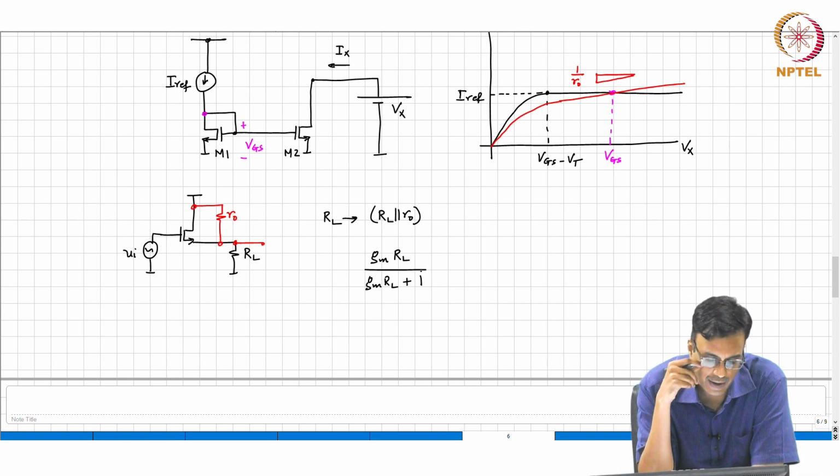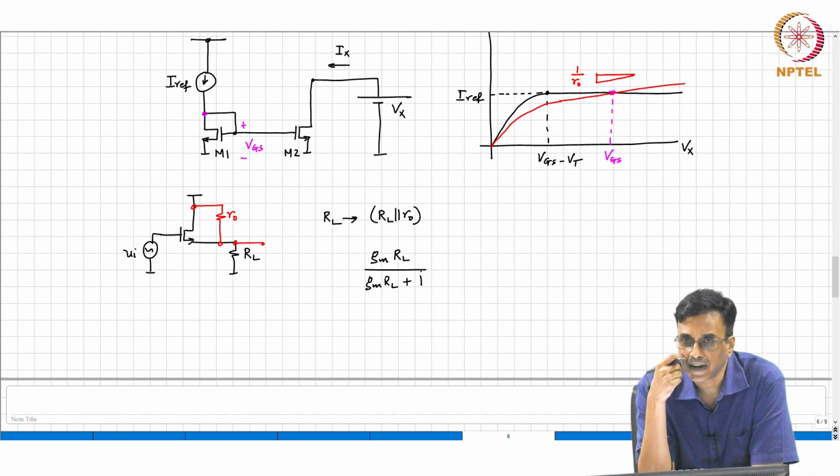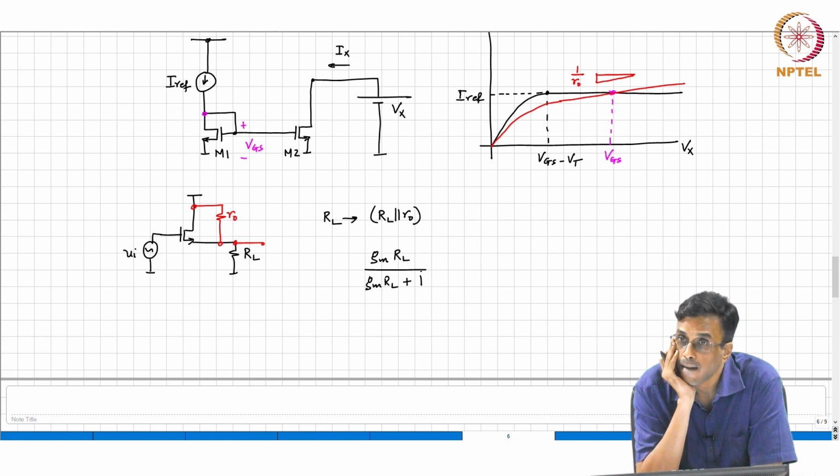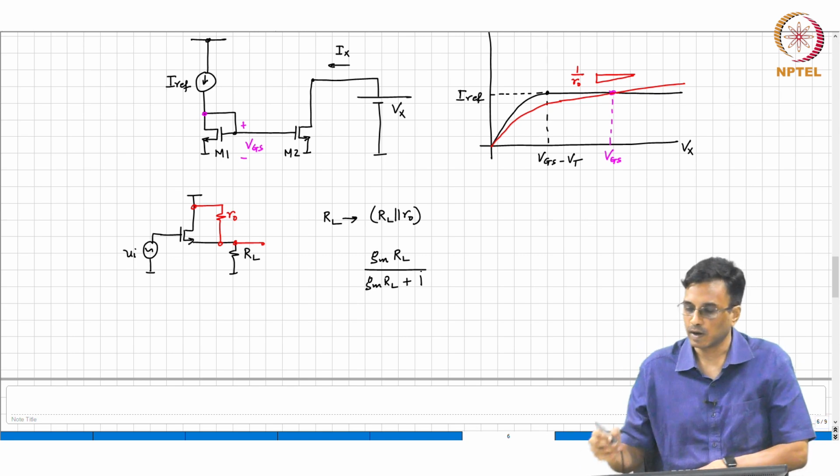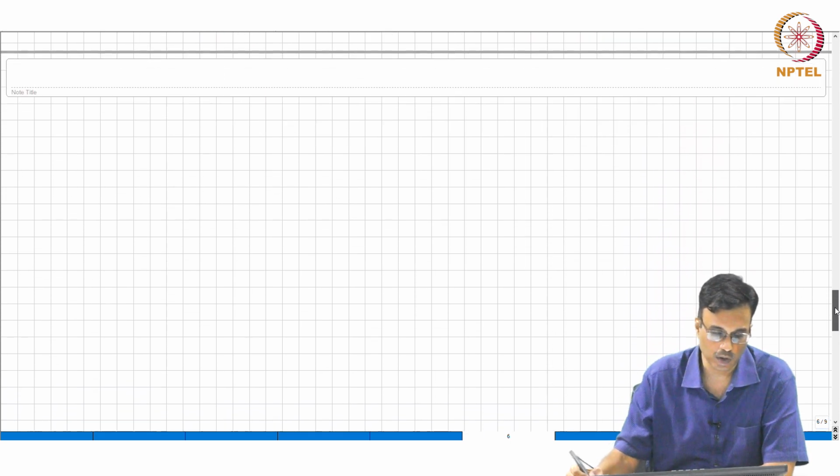So if earlier RL was infinite, what was the gain? 1, right? Now even if RL is infinite, what will be the gain? GM R naught by 1 plus GM R naught. So if GM R naught is 50, then you will get 50 by 51. Okay, pretty straightforward. All right, the next thing is the voltage controlled current source.